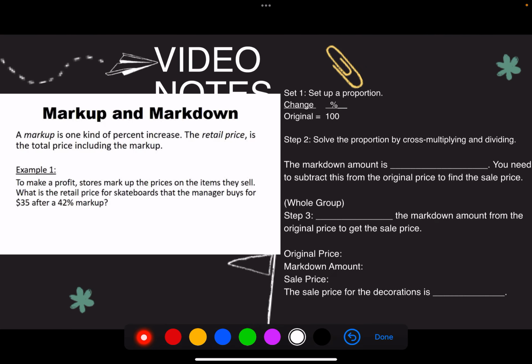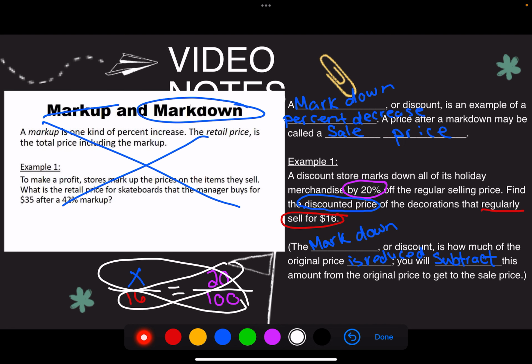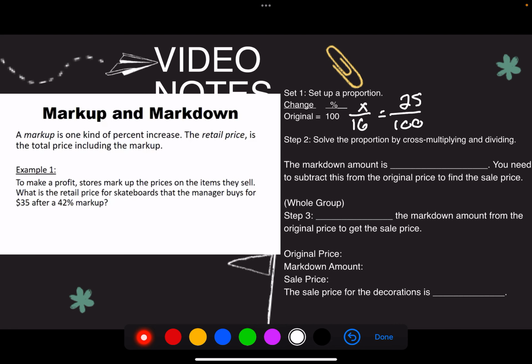Okay. So like I said, don't worry about that. So we set up our proportion and we had x over 16 equals 25 over 100, right? Because we had, oh, sorry, 20, not 25. So x over 16, 20 over 100. Oh, I hate that it does that.